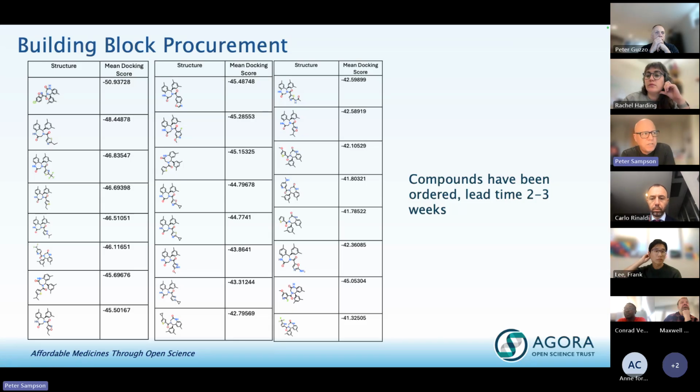So we basically looked through that list of 61 compounds and chose these 24 compounds, which I have now ordered from ChemSpace. The lead time on that is around 2 to 3 weeks. So we'll have those compounds in the next couple of weeks, and by our next meeting, we'll have made some of these analogs and hopefully start the process of getting these compounds tested.